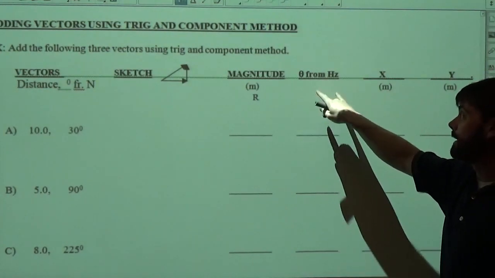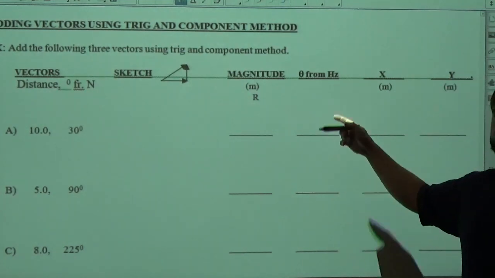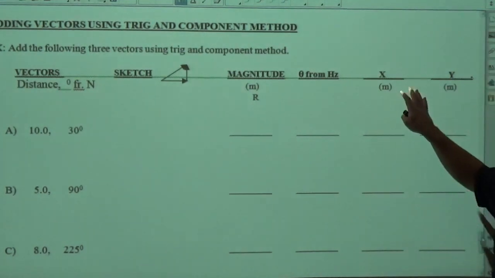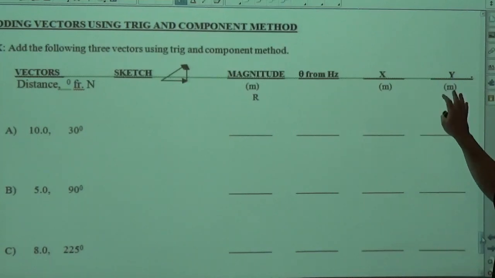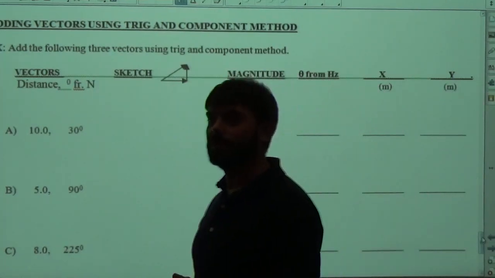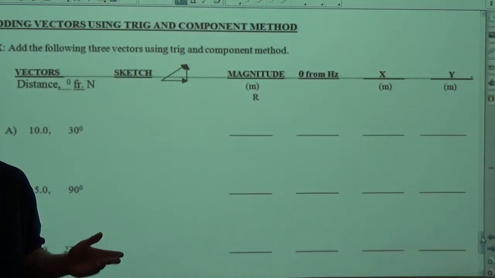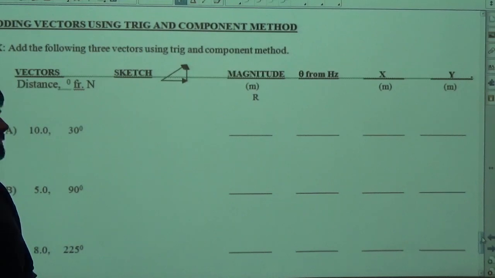Our degrees from horizontal would be the theta that we're going to be using with our trig functions. Again, this could be above or below the horizontal. And then what we're really trying to get after is the x and the y component. So similar to what we just did above, if we know all the x's and we know all the y's, again positive and negatives, we can just add them up at the end and draw our new resultant vector.